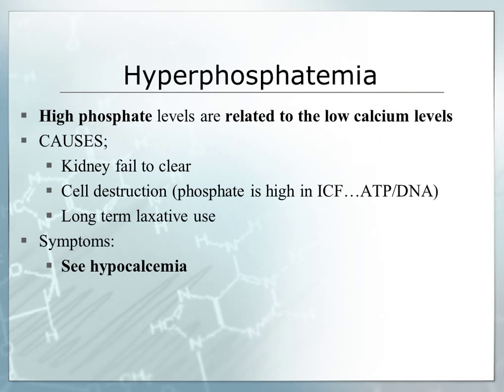Hyperphosphatemia. Where would you usually see that? When you see hypocalcemia. Yeah. So high phosphate is related to low calcium. And a lot of times, whatever caused hypocalcemia will also cause hyperphosphatemia, like kidney failure. Since phosphate's higher in the cells, if you start destroying cells, it releases potassium, releases phosphate. And just an example, ATP, adenosine triphosphate, there. And then the laxatives, the way that laxatives work actually on calcium, phosphate, and magnesium is the problem, but that's more of a pharmacology issue.